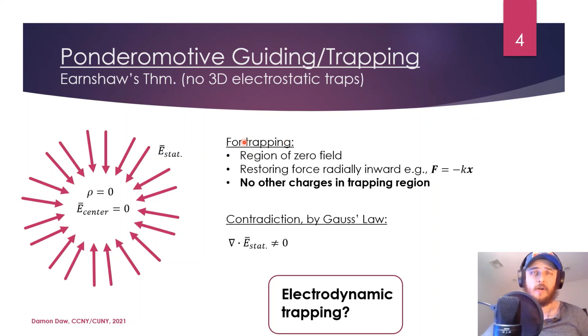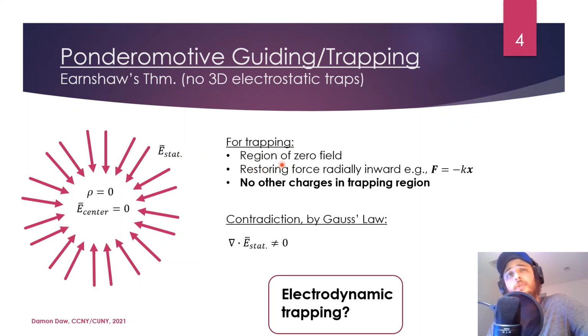So if you want to build a trap, first of all, you're going to need a region of zero field. If you don't have a region of zero field, the thing you're trying to trap is going to sit somewhere where there's a non-zero field, and it's going to feel a force. So you need to have a spot where the particle is going to rest, meaning the net force on it is zero. So you need a region of zero field.